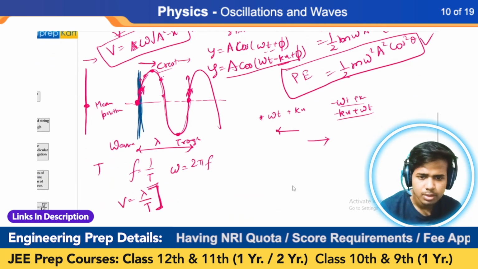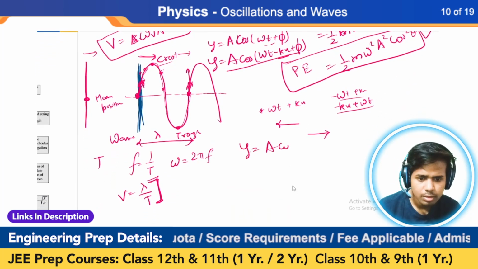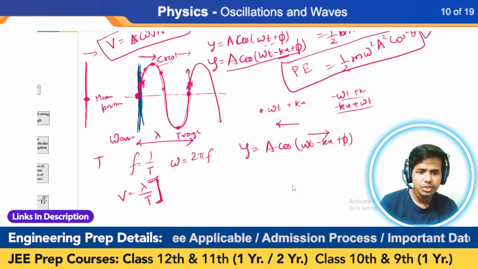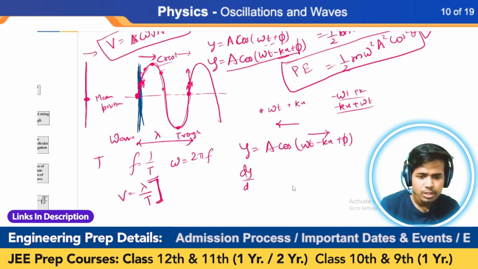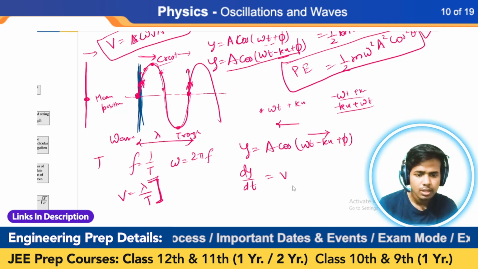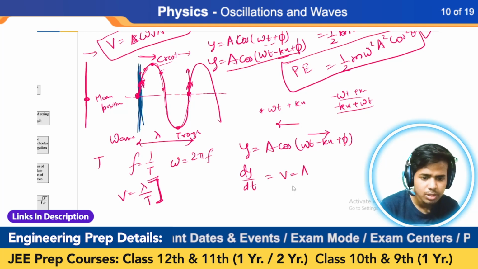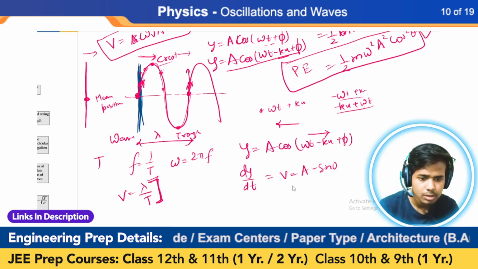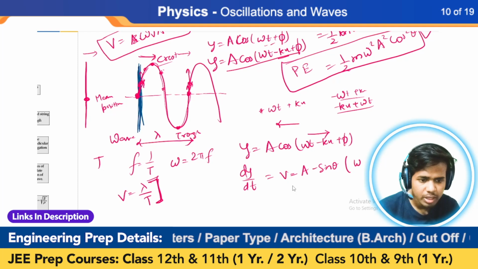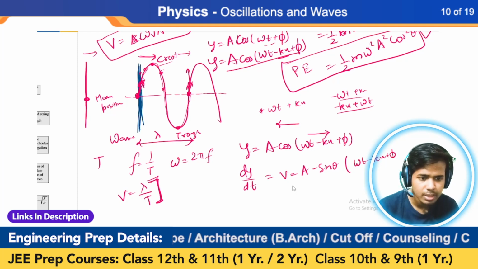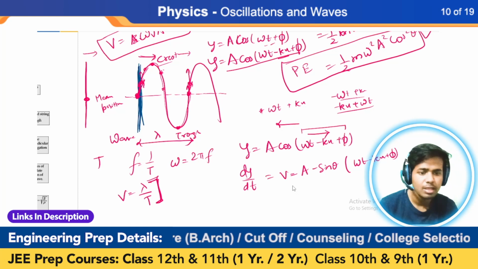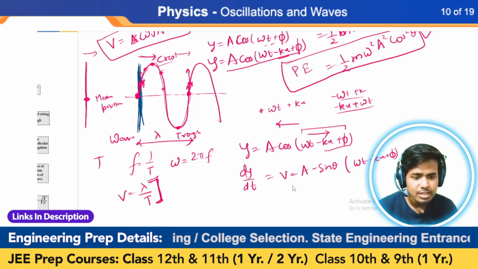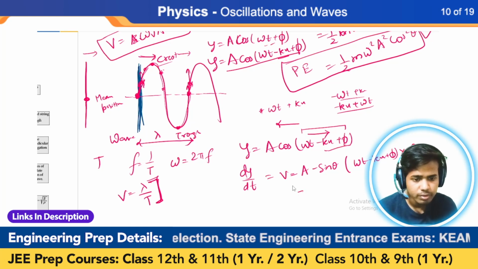Let me just take it up. y is equal to a cos omega t minus kx plus phi. When you do dy by dt, you will get the velocity. When you do this, a comes out, and the differentiation of cos theta is simply minus sine theta, omega t minus kx plus phi. And when you differentiate what is inside the bracket with respect to time, this will give you 0, while this will give me an omega.